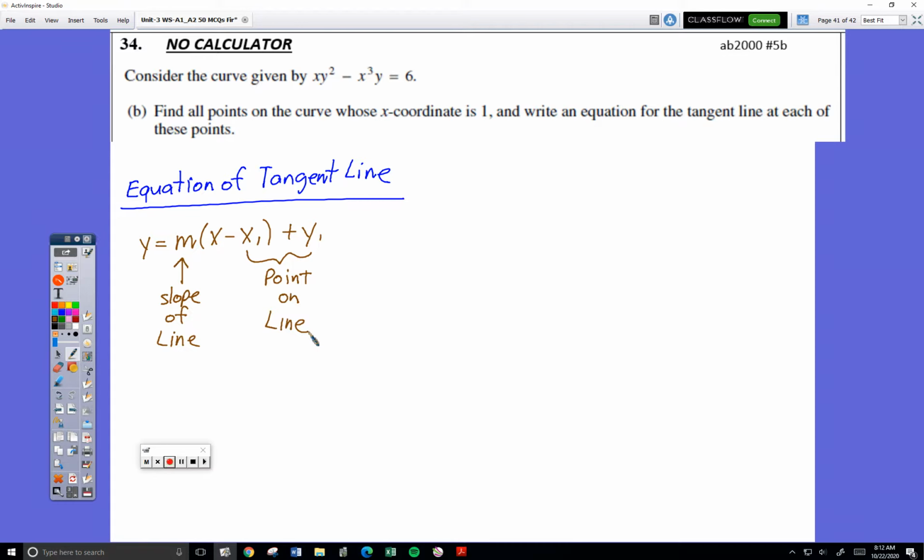Well, I would also add this picture. We are talking about some curve, like that. The curve is described by the equation they gave us. So you would label the curve as xy squared minus x cubed y equals 6.